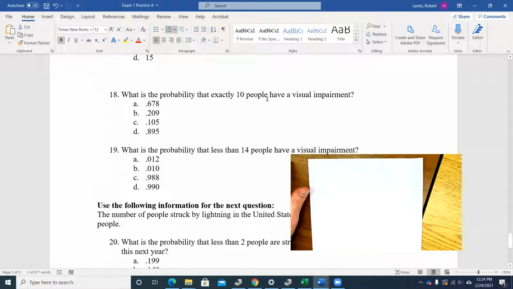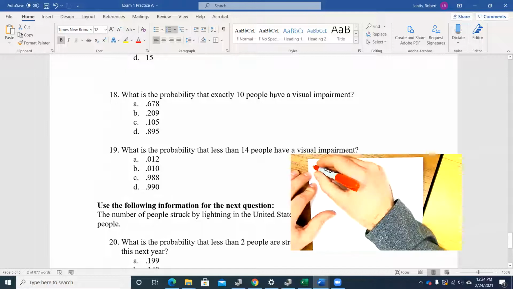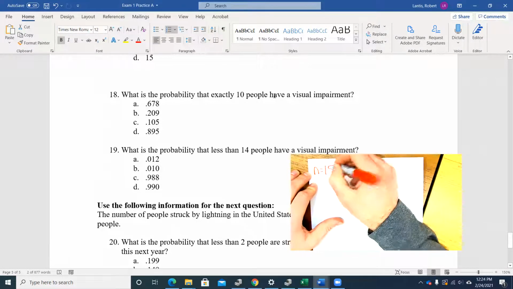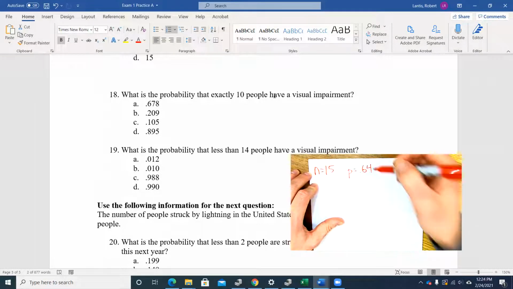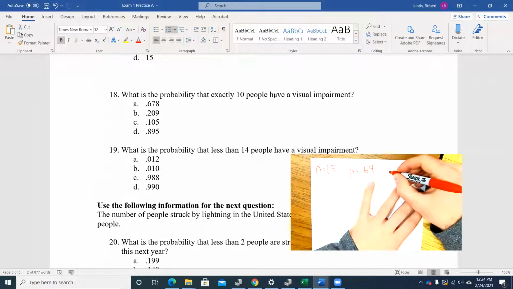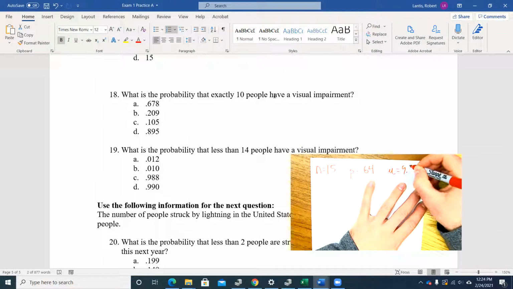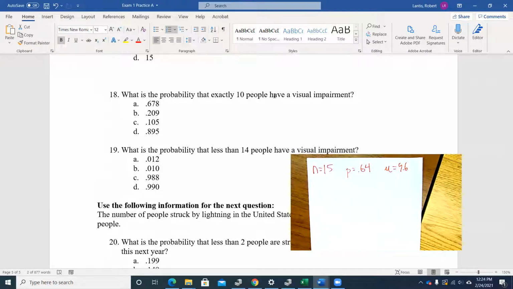So if we want the probability that exactly 10 people have a visual impairment, we started out, we had n equal to 15. The probability that any one person needed lenses was 0.64. And just as a reminder, when we calculated that mean, it was 9.6. So if the mean is 9.6, what are going to be the most likely outcomes that we see? We said the most likely outcomes will be the outcomes near the mean. And then as we move away from the mean, the probability will fall.